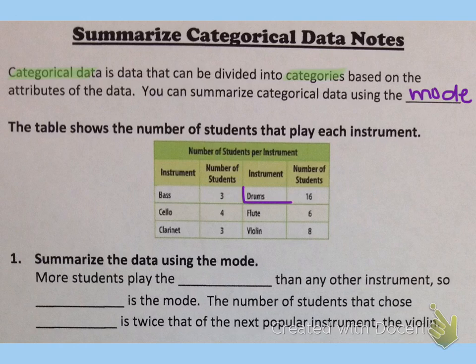So if I look at drums, 16 students say they play the drums. That's more than any other instrument. That means more students play the drums than any other instrument. So drums is the mode. The number of students that chose drums is twice that of the next popular instrument, the violin. This is what we mean when we say summarize the data using the mode.